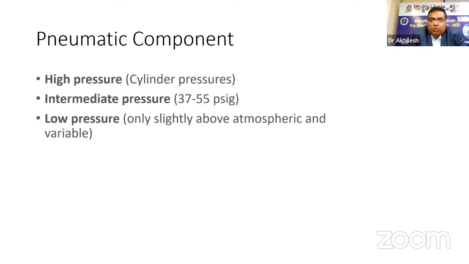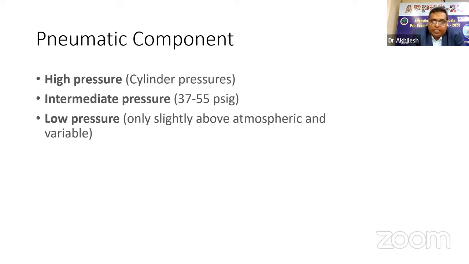So whenever you are asked about the machine, it is very much expected that you should know at least what the three zones are. There's a high pressure area, there's an intermediate pressure area, and there's a low pressure area in a machine, and what all components of the machine come in which area.